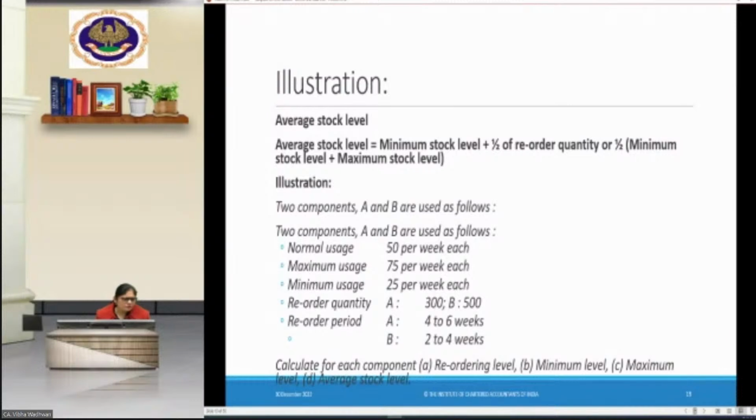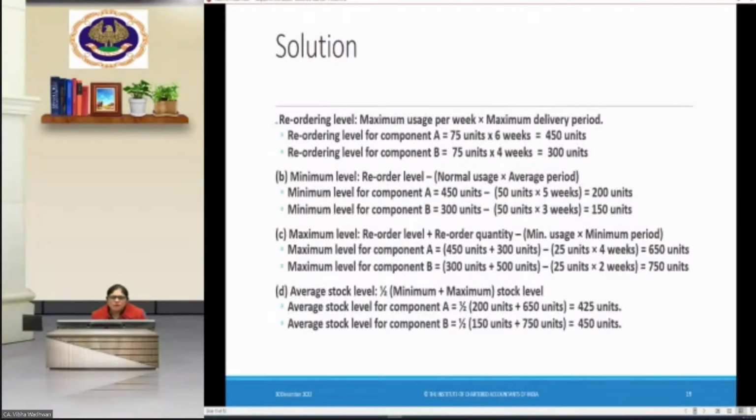All right. So a lot of students have calculated. Let me now show you. So this is basically all the 4 levels. Reorder level: maximum usage into maximum delivery time.